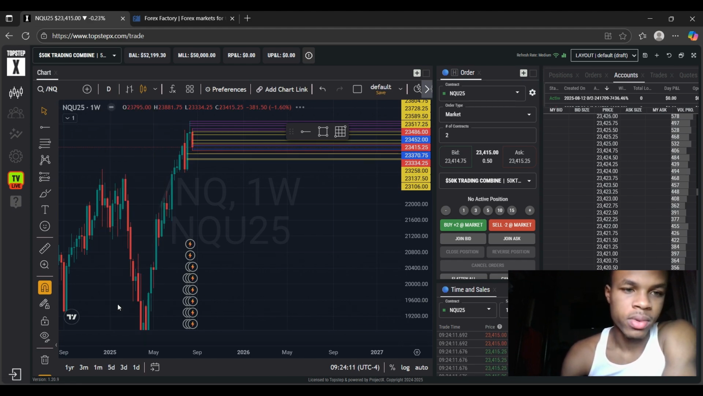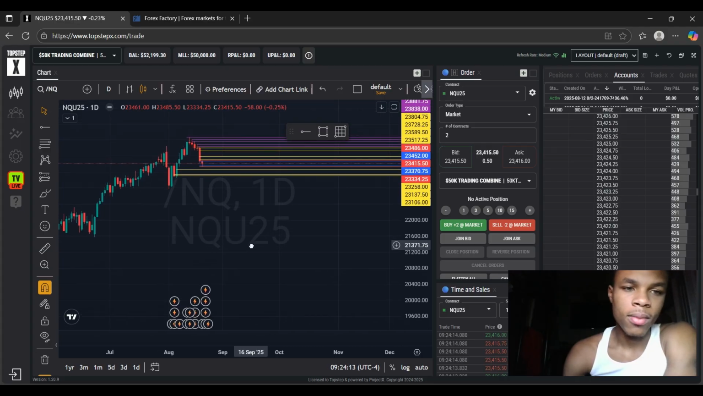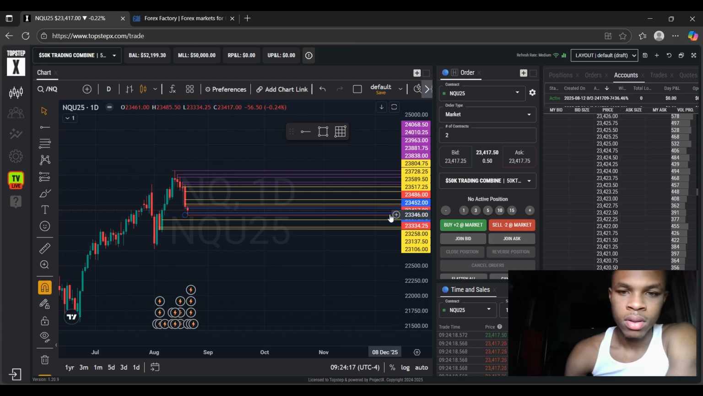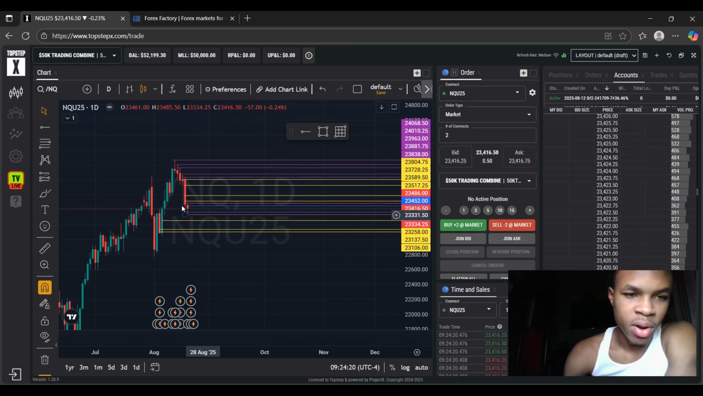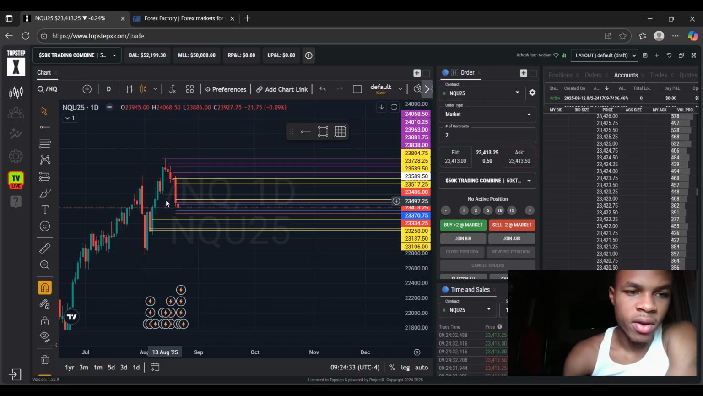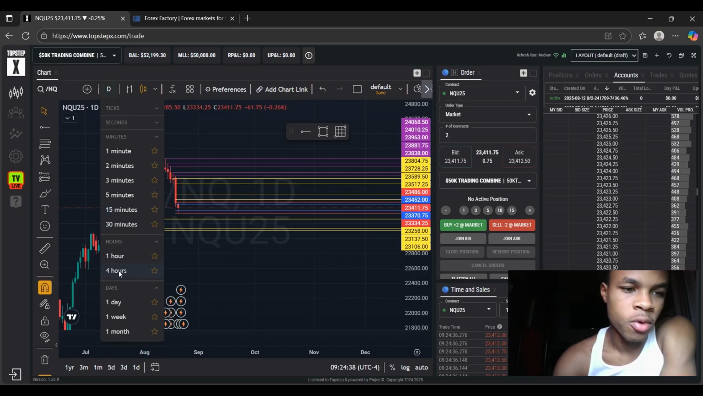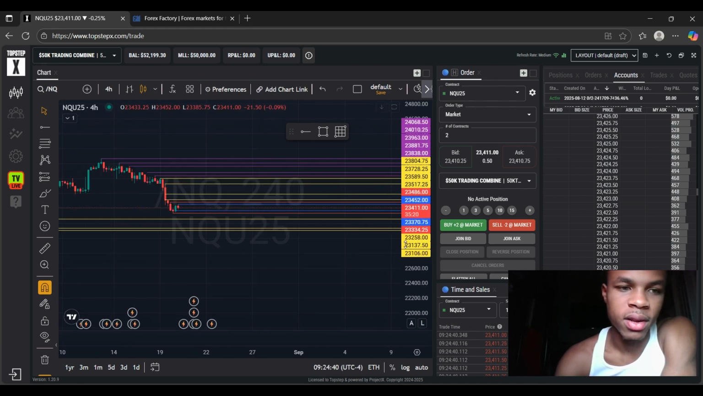On the one day, like I said, we need to get a break of structure. We got a break of structure on the 1 day right here. Got a break of structure right here on the 1 day. And then we got a 4 hour break of structure. Well, no, we didn't get a four. Well, we got a 4 hour break of structure yesterday.